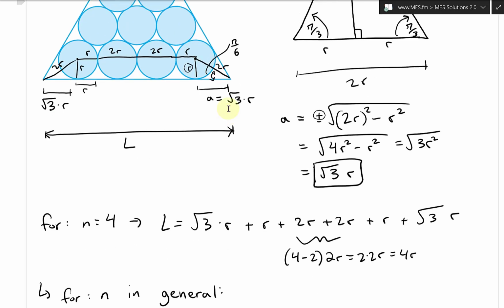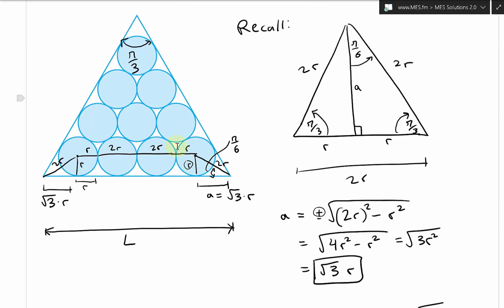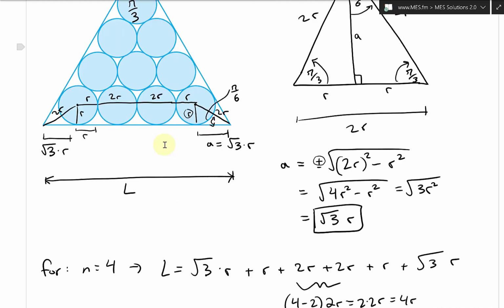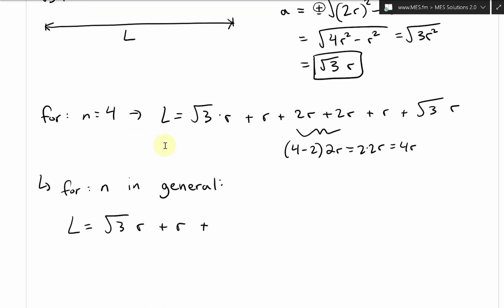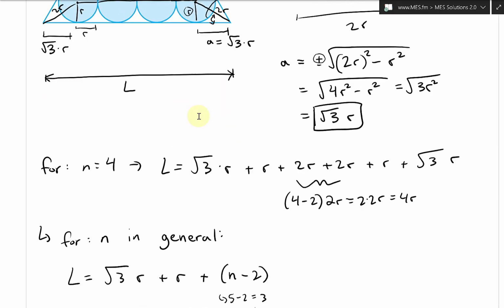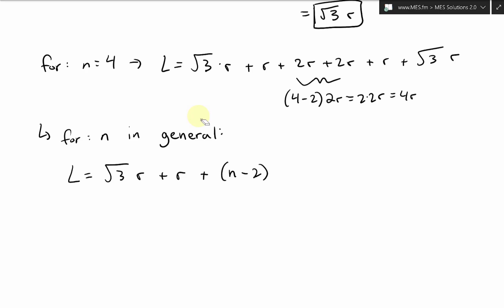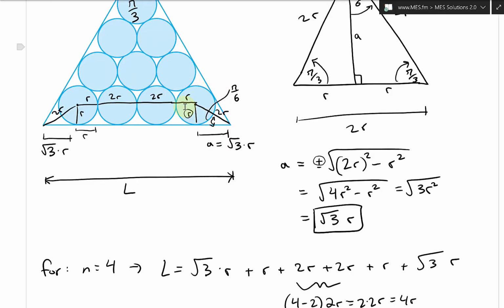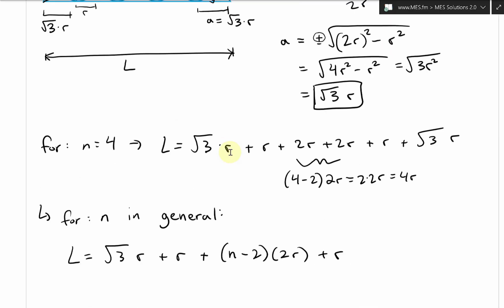The next one, for n equals 5, we're going to have 3 of these. So in other words, we'll have 5 minus 2. So this will be n minus 2. So for n is 5, 5 minus 2 equals 3. So we'll have 3 of these big circles inside there for n equals 5. So n minus 2 times 2r, plus r, and then the last segment is this plus r, and then times square root 3 times r.